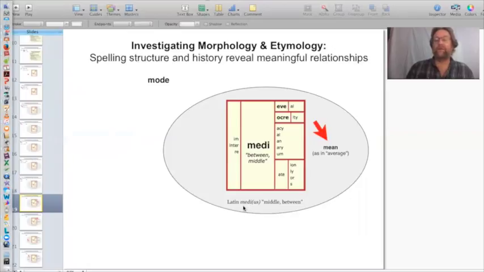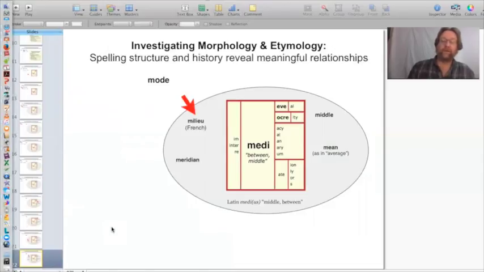If I looked in Etymonline or any etymological reference and looked up mean, I would find it also goes back to this Latin medius for middle, between, just as do all the words in this matrix. And it turns out so does the word middle, and meridian, and even the French word milieu that we use in English quite a lot, though it's actually a French word. The fact that it's French doesn't mean it's not in the same etymological family. It still shares this root.